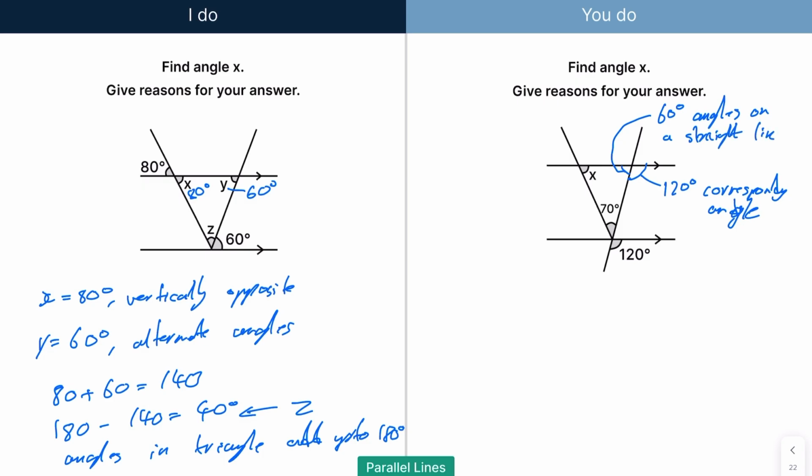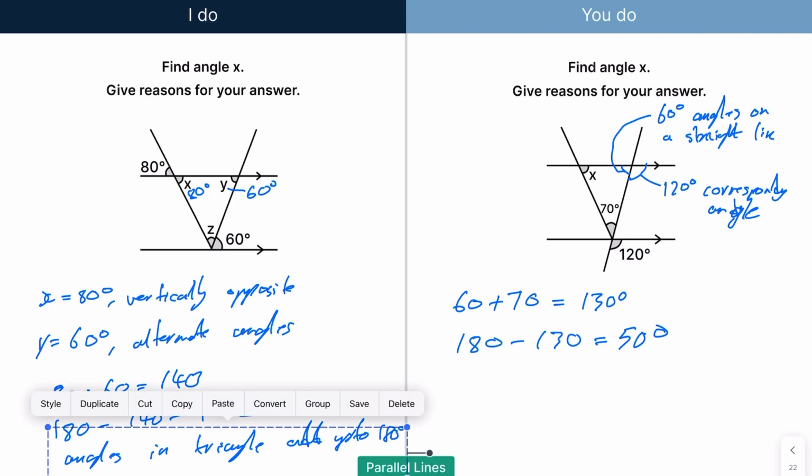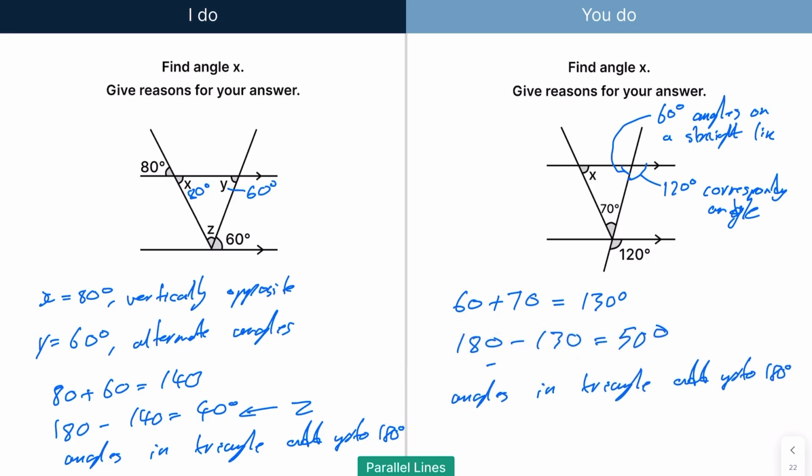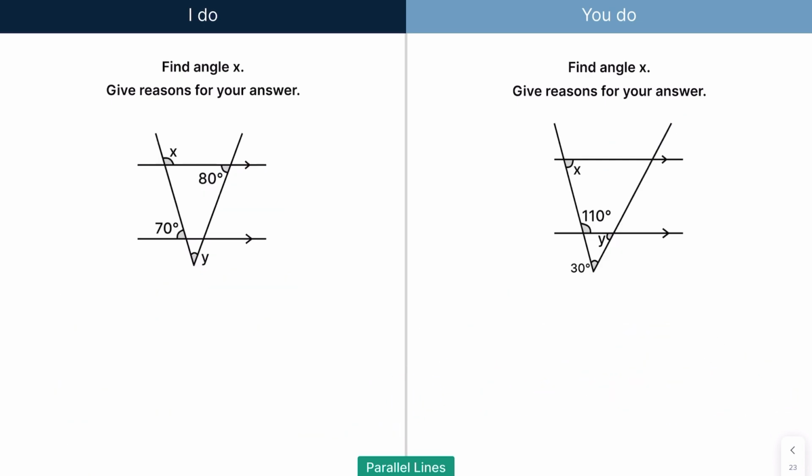And finally, I can find x now because I have the angles inside the triangle. So that's 60 plus 70, which is 130. And then angles in a triangle add up to 180, so that will be 130 take away that, which is 50 degrees. And then for the reason, I can just copy this bit in quickly. So if I just copy that, paste that in, so we are saying that angles in a triangle add up to 180.